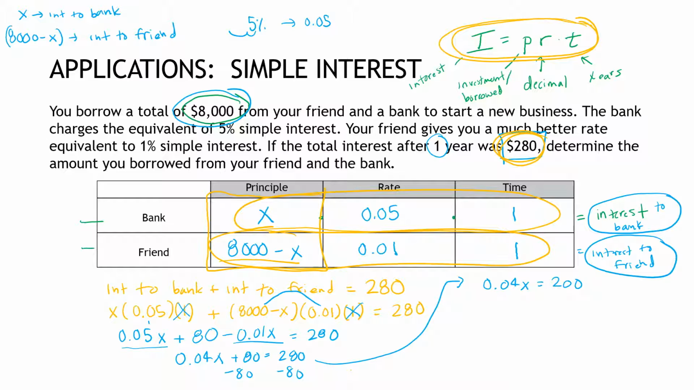Again, feel free to show the minus 80 if you would like to. But it's not required for me. As long as you're doing just one step on each line, I'll be able to follow it. And I'm going to end up, when I divide by 0.04 on each side, I get x equals 5,000.